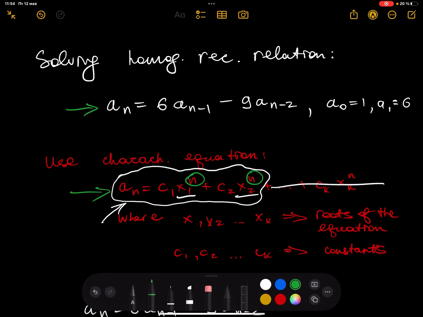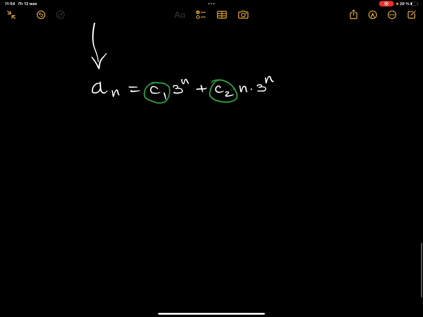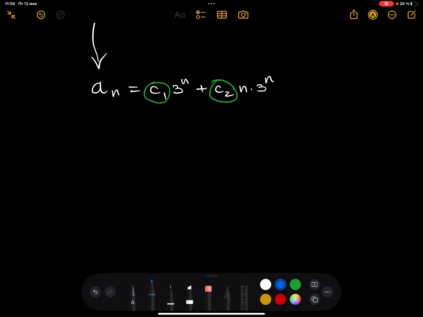So you have these ones. We're gonna use them. Okay, so a0 is 1, a1 is 6. So I'm gonna substitute 0 in place of n. So a0 equals c1 multiplied by 3 to the power 0, right? Instead of n, I'm putting 0, plus c2 multiplied by 3 to the power 0. And a0 everything here equals 1, right? Because a0 equals 1. So consider this one.